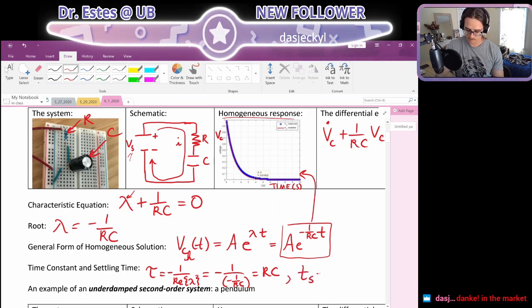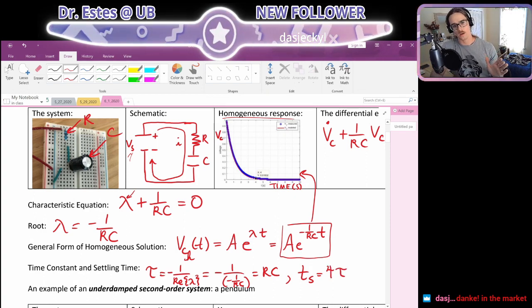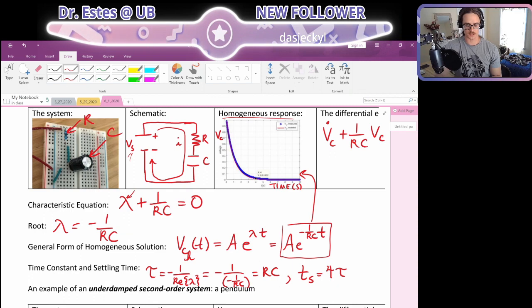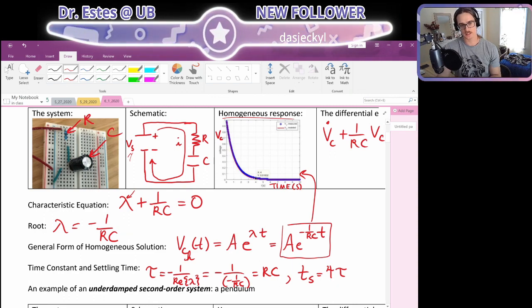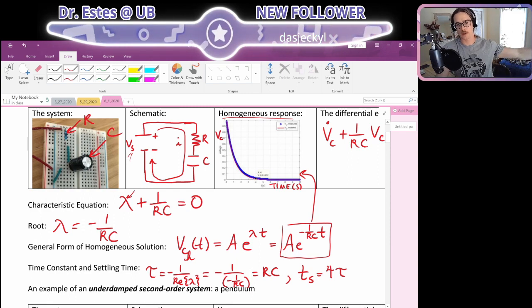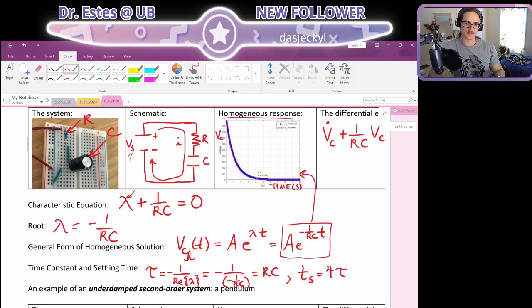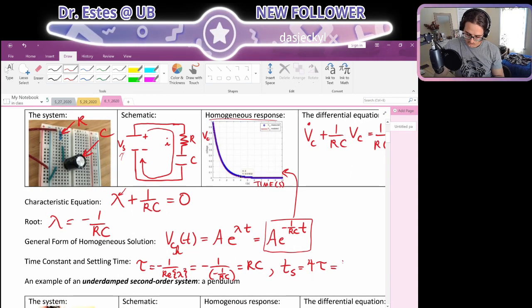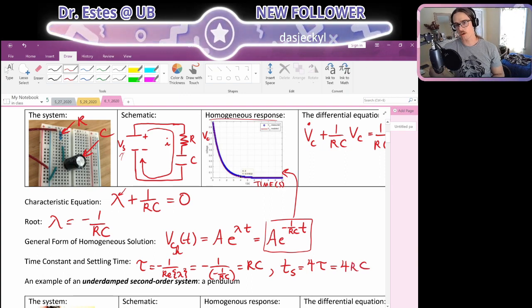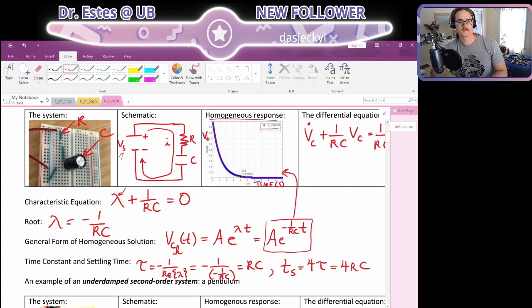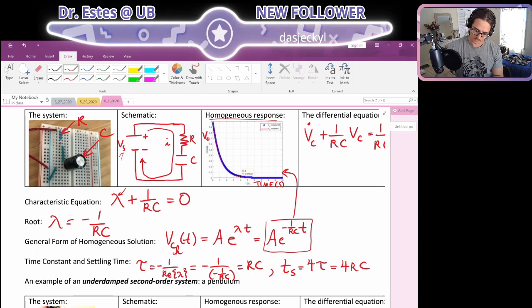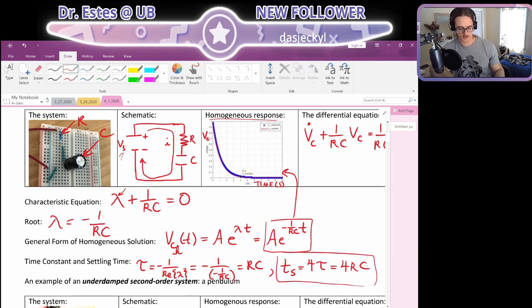The settling time is defined as 4 times the time constant, or it's the time it takes to get 98% closer to your final value. So this voltage starts at 1. By the time it gets to 0.02, once it's drained that much, it's reached 98% of the way to being drained. That's the settling time. So for an RC circuit, it's 4 RC.